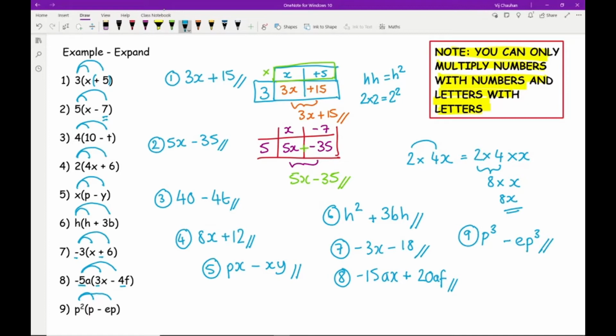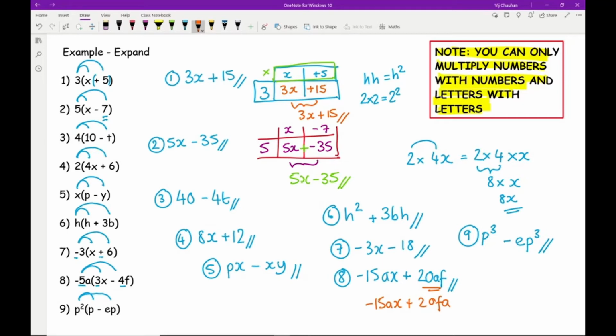Now if you were to write the letters the wrong way around, so for example if I look at question 8 and let's say I wrote minus 15ax plus 20fa, then would you lose a mark? No, probably not. I would say it's pretty harsh if you lose a mark for that. However, it is very good practice if you do write them in the alphabetical order, and also it makes collecting the like terms a lot easier.